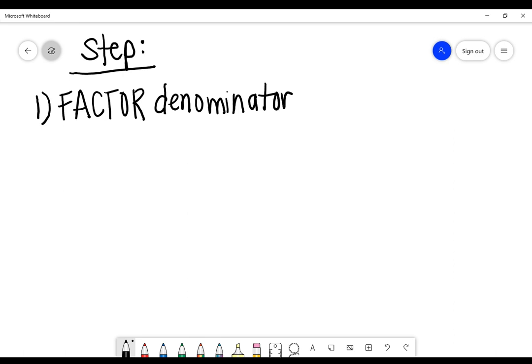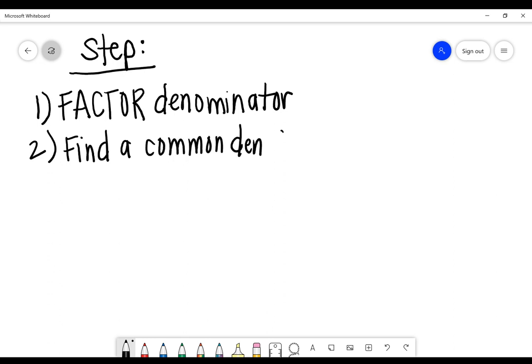And by factor the denominator, I mean factoring the denominator of both fractions. From there, once it's fully factored, we want to find a common denominator. That's the least common multiple. From there, we want to make both fractions share the common denominator.